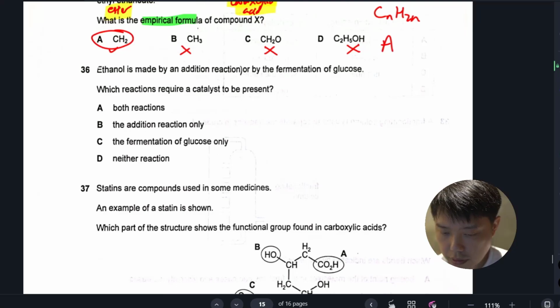Okay, so for question 36, ethanol is made by addition reaction. For this addition reaction, you need a catalyst, concentrated phosphoric acid. It can also be made by fermentation of glucose. For this you will need yeast. Which reaction requires a catalyst to be present? Actually, both reactions require a catalyst. One is an enzyme, the other is concentrated phosphoric acid. So answer here should be A.